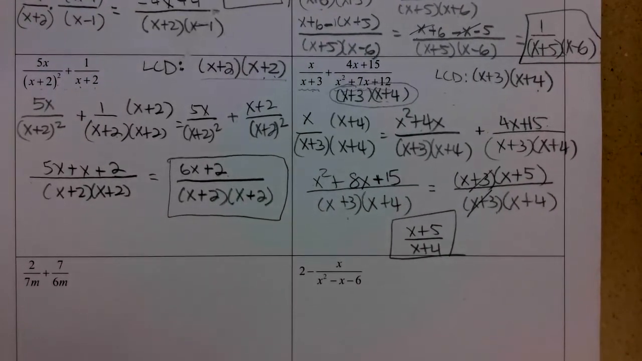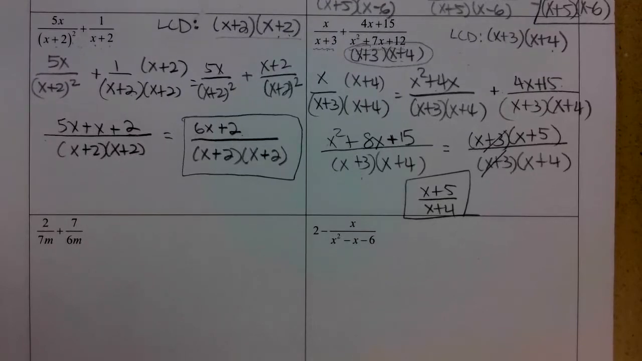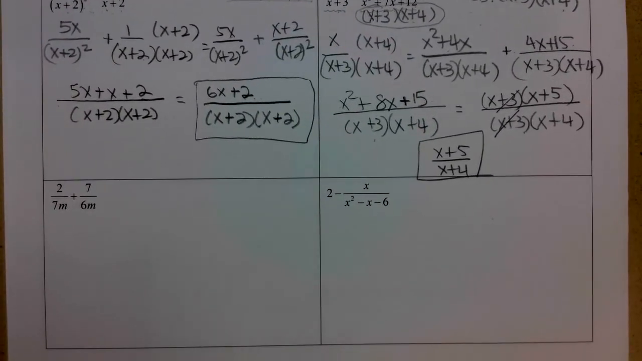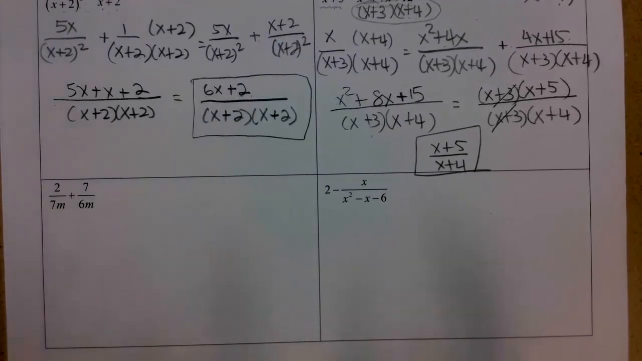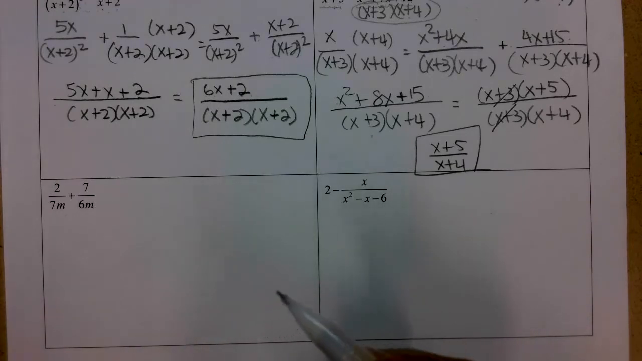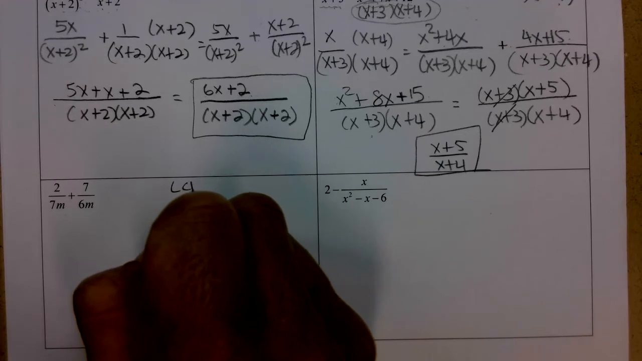Okay, go ahead and pause if you need to. This is a lot. Those were kind of our hard ones. I got a couple of easy ones here to end on. Well, okay, one easy one and one medium one. Here we go. So 2 over 7m plus 7 over 6m. I don't have anything really to factor there. So let's think about what that LCD might be.